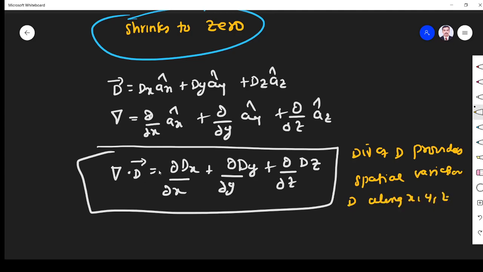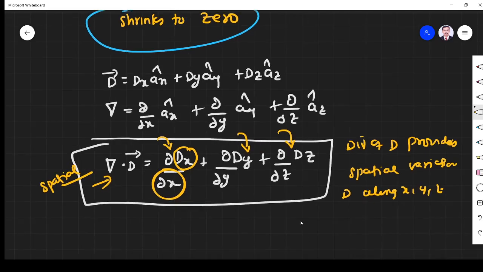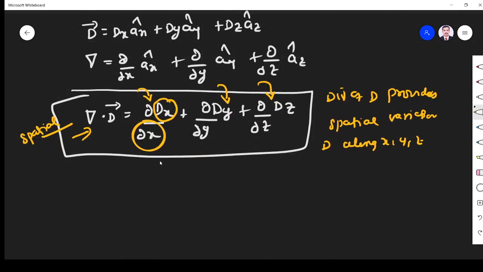You see, divergence of vector D provides the change in that vector along x, the change along y, and the change along z. Dou Dx by dou x is the change of Dx with respect to x. That's the change along x. So we can find spatial variation because we know that del is a spatial operator. So divergence gives spatial variation of the physical quantity. That D, for our subject, is electric flux.